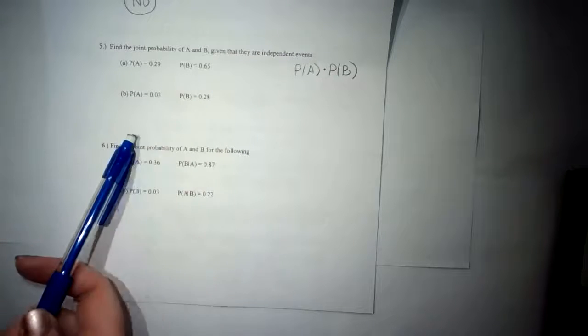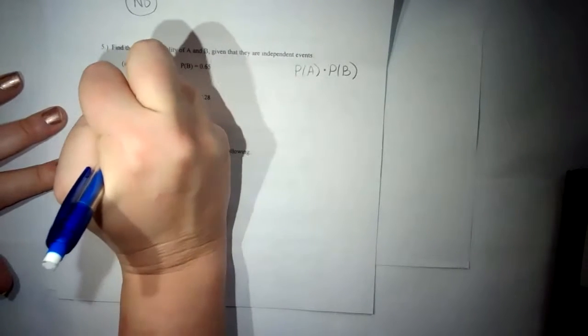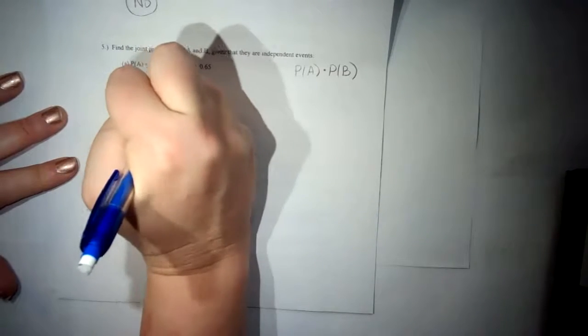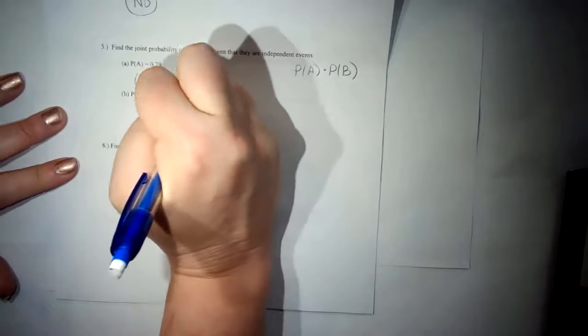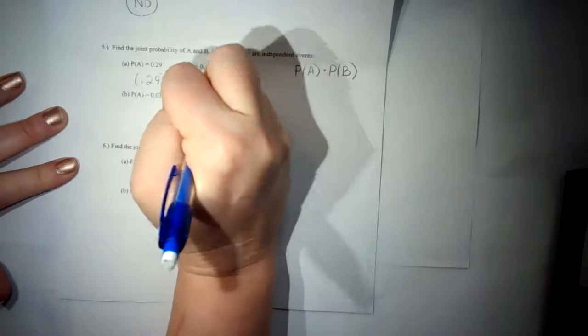And this is a great problem because your brain doesn't even have to think, because look what they give you. Probability of A, probability of B. So what are you going to do with these two numbers? You're going to multiply them together. Okay. So I'm just going to take 0.29 times 0.65, and I came up with 0.1885. I don't know why I went out 4 decimal places. Maybe they tell me to in Wiley.